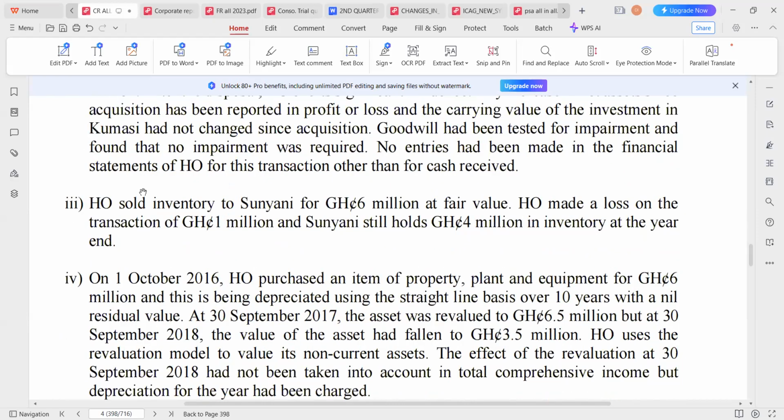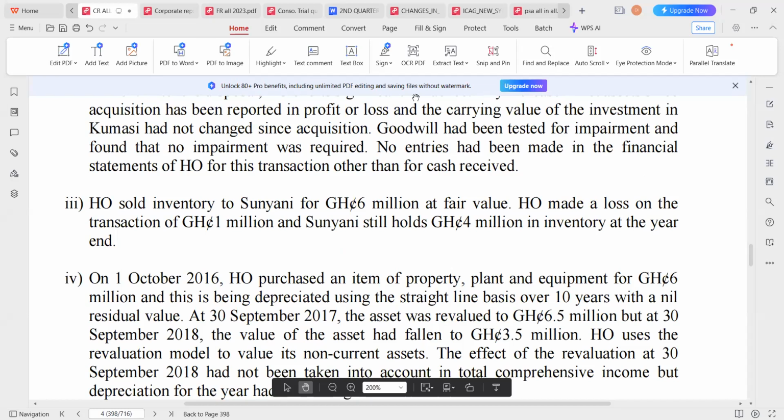Then the third question, this is where my concern is. Who sold inventory to Sunyani for 6 million at a fair value? Full stop. Once who sold to themselves, you don't need to continue again. The entire sale, the gross sale should be eliminated. Where do we eliminate it?